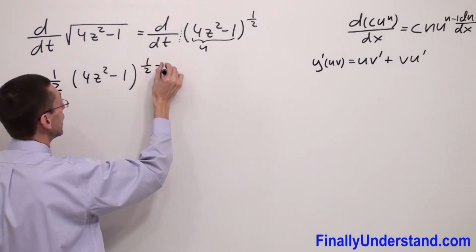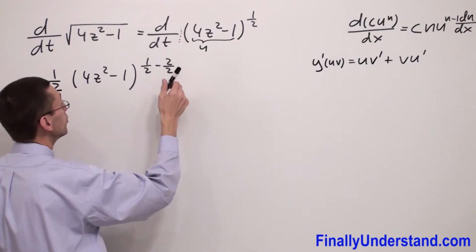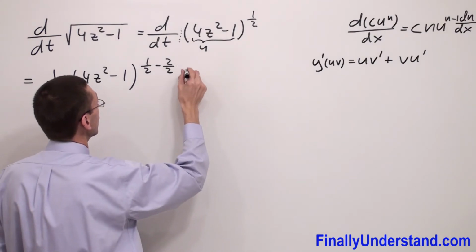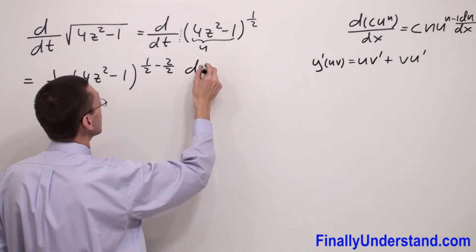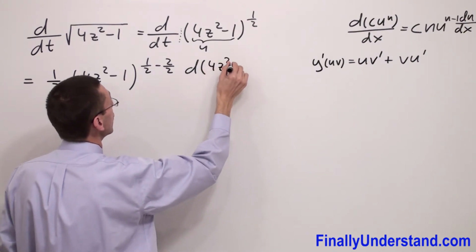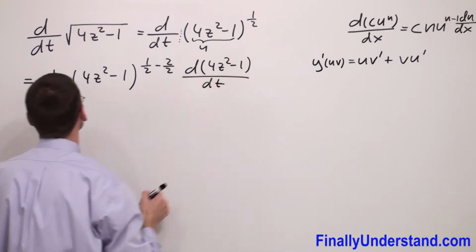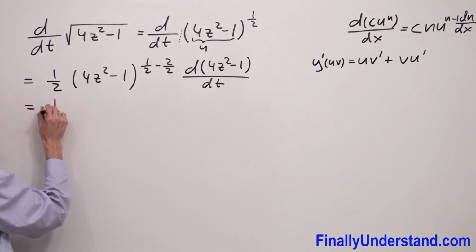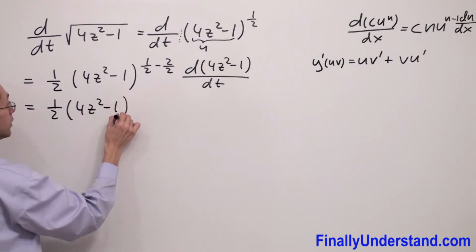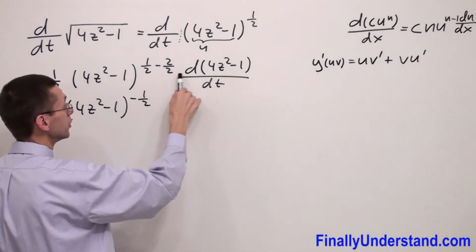So I have 1/2 minus 2/2. And everything has to be multiplied by the derivative of the content of the parentheses. So I'm going to write that this is the derivative of 4z squared minus 1 with respect to t. Okay, so I have 1/2 times 4z squared minus 1 to power negative 1/2, and this is the derivative of the difference.